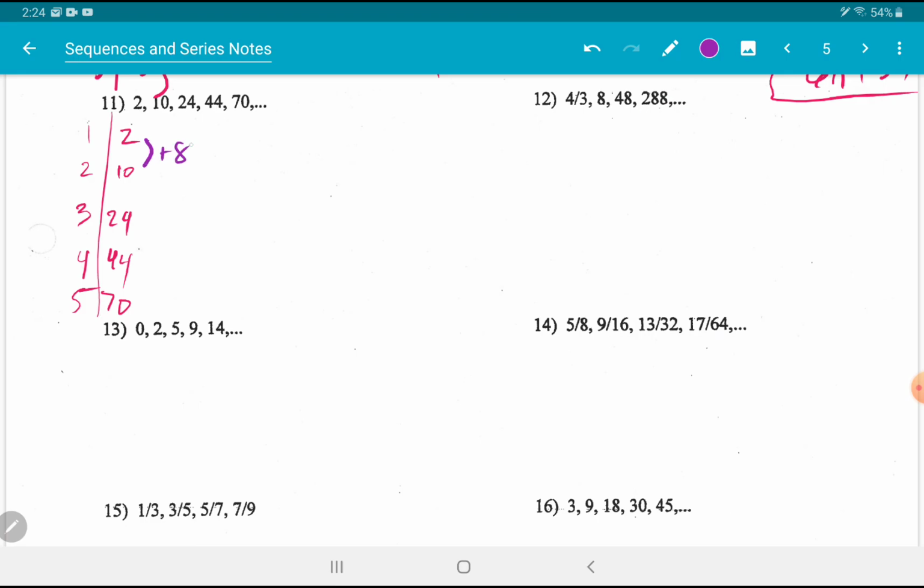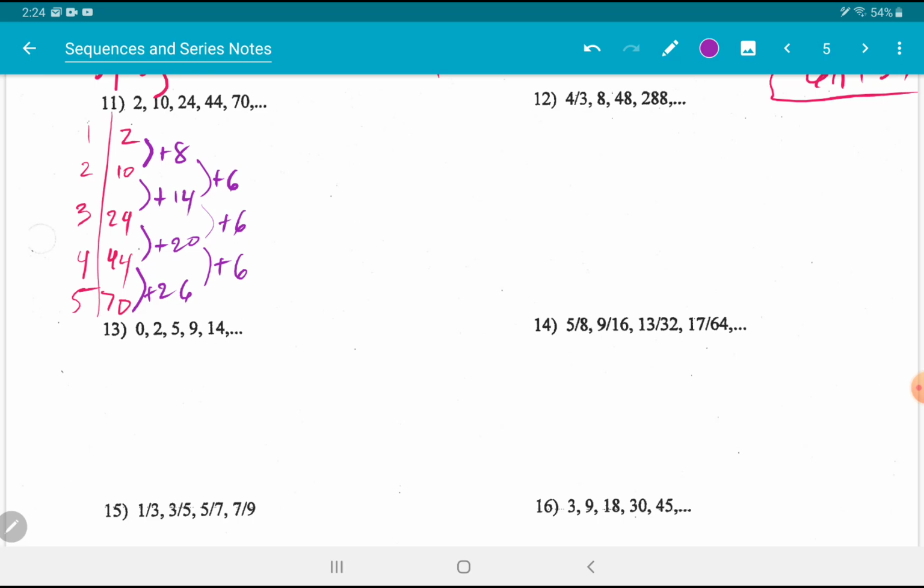Add 8. Add 14. Add 20. And add 26. Okay. What's this? Add 6. Add 6. Add 6. Look at that. So what do we know about this? This is a quadratic. So something times something, right?